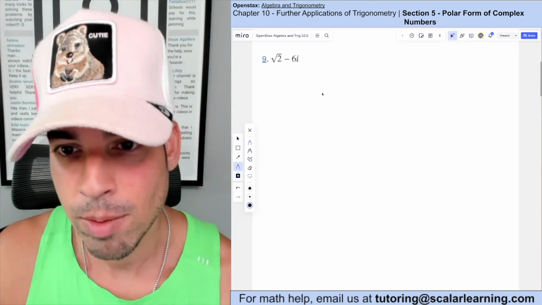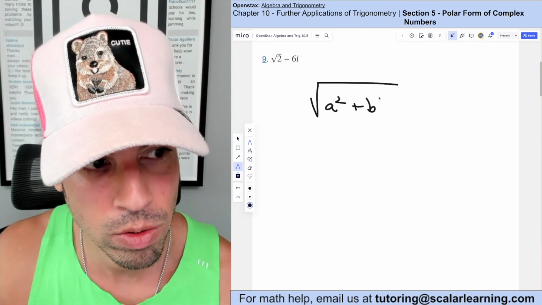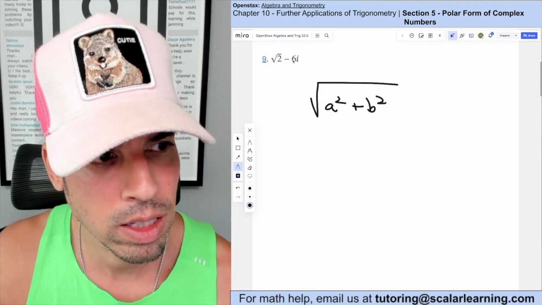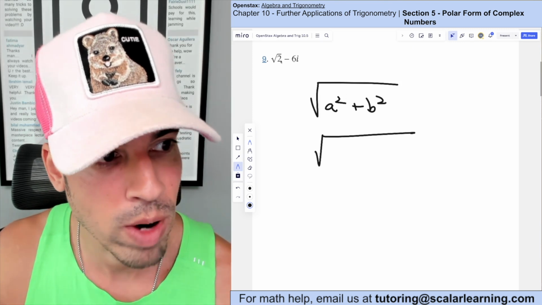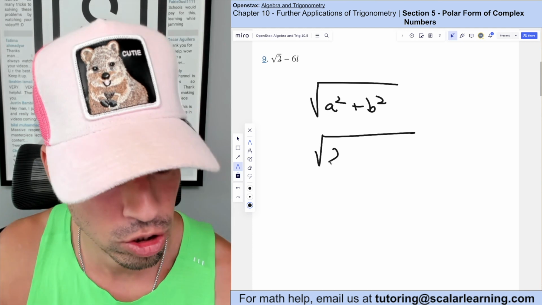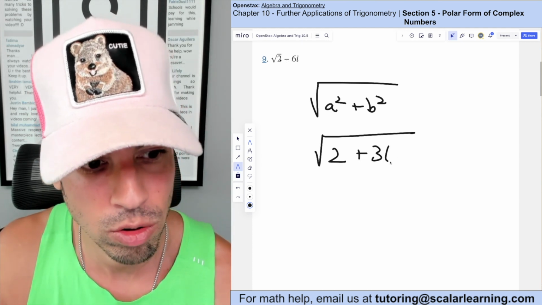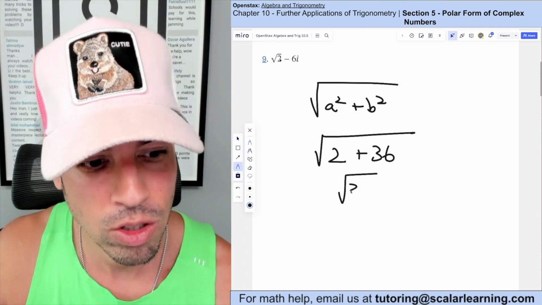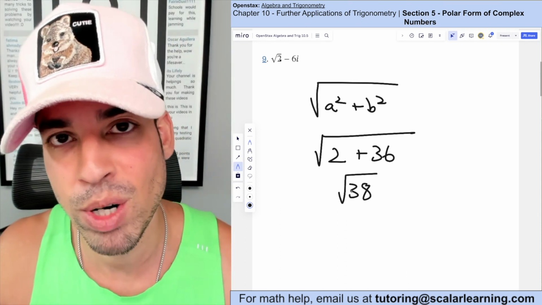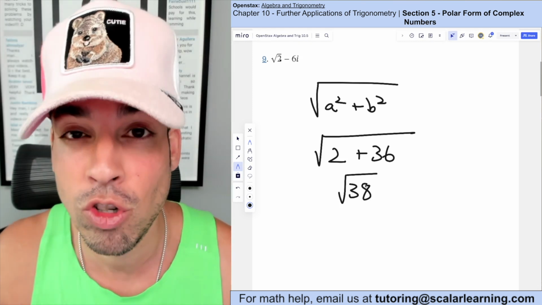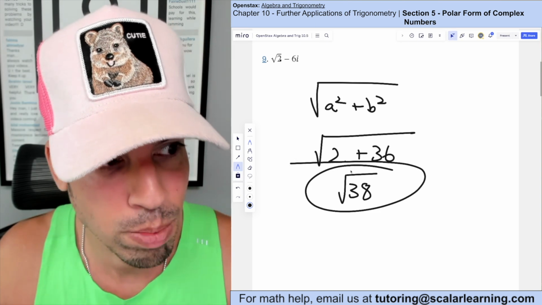For this one, to find the absolute value, we take the square root of a squared plus b squared, right? That's the a value, and the imaginary coefficient is the b value. So we got the square root of radical 2 squared, which is just 2, and then we got that -6 squared, which is 36. So we add those together, and we got the square root of 38. Now, there's no perfect squares in 38 because the best I can break it down to in terms of prime factors are 2 and 19. Neither of those are perfect squares, so we leave it as is, boom, done.